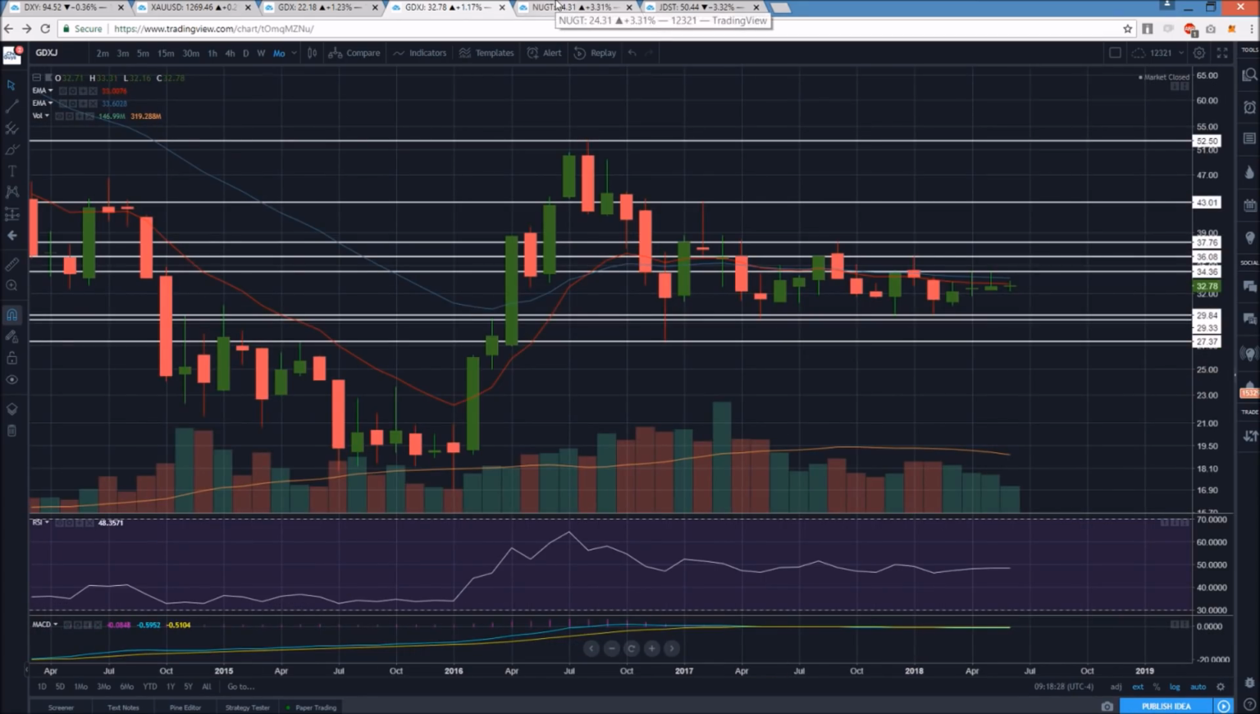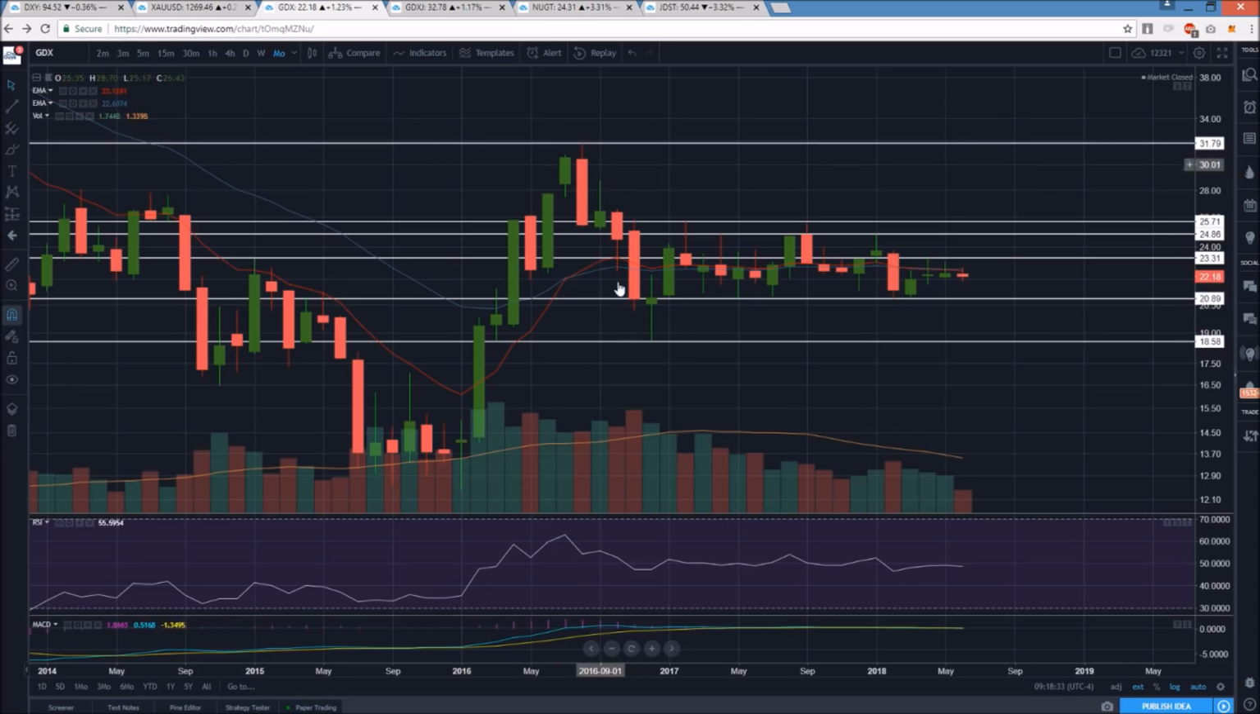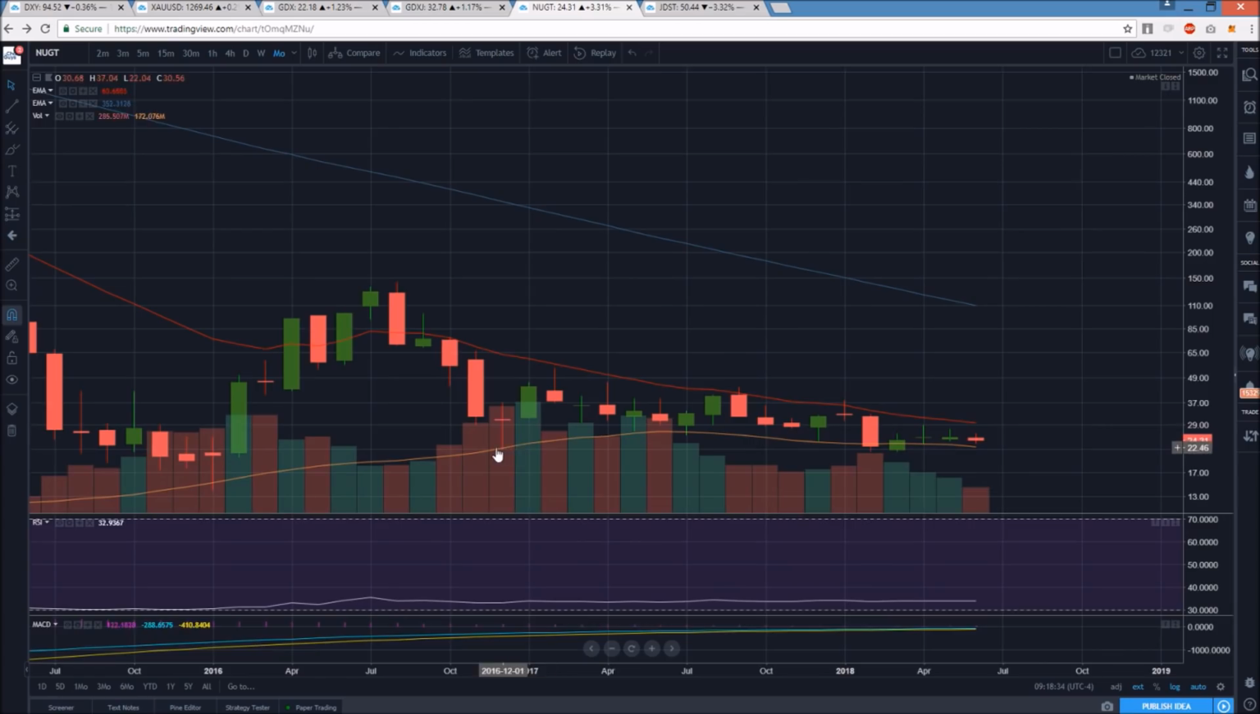So just some examples, NUGT long-term. This is the monthly chart. So if NUGT is trading based off of GDX and GDX is in an equilibrium, why is NUGT in a downtrend with clear lower highs and lower lows? The answer is time decay. So this is why you do not want to invest in these names, because it is weaker than GDX, because time decay over time is wearing it down, lower highs and lower lows.